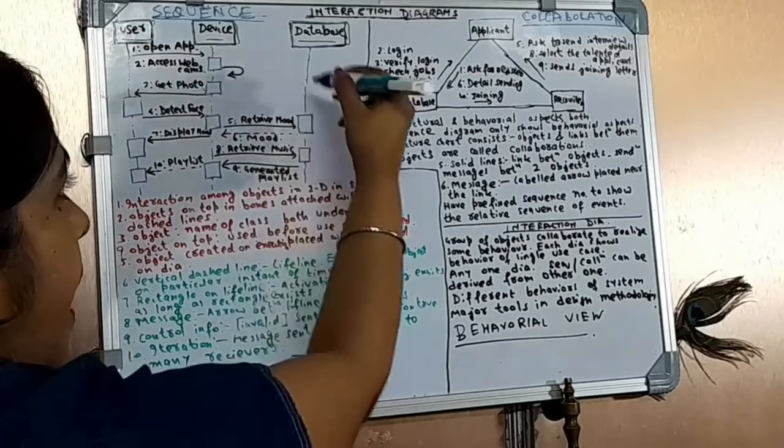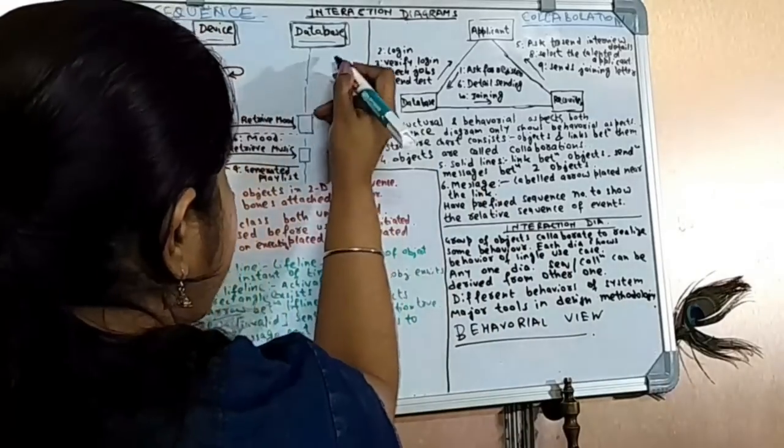Now, rectangle, what is this? Vertical dashed lines. We have done these vertical dashed lines. These are the lines. So, what are these lines?